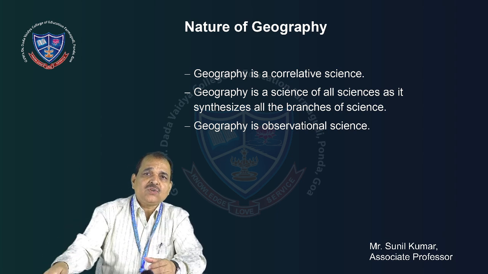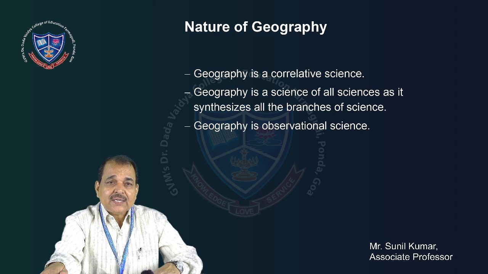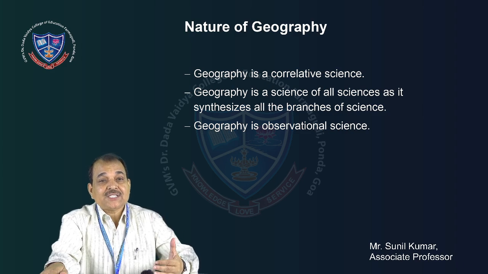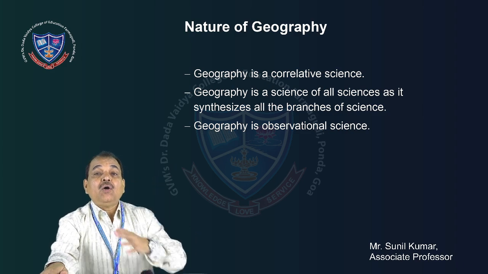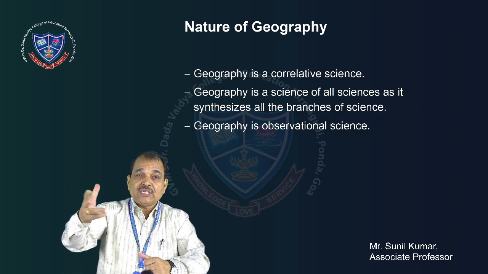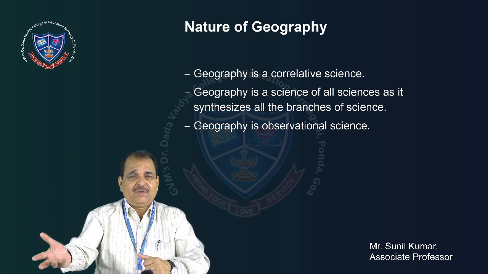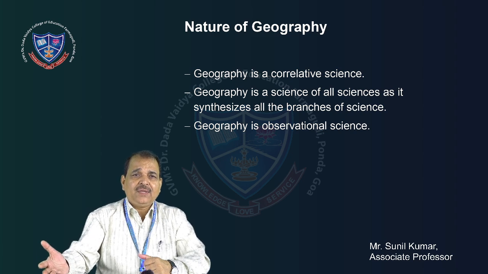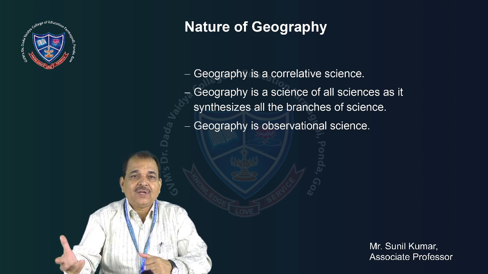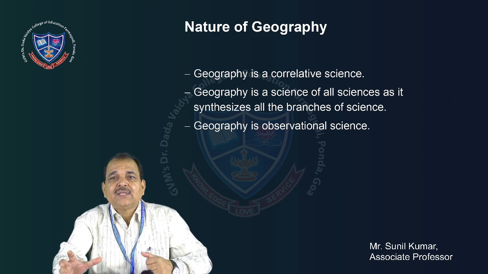Then geography is the science of all sciences, as it synthesizes all the branches of science, because we are teaching, directly and indirectly, physics. We are teaching, directly and indirectly, chemistry: how chemical change takes place, how physical change takes place. How geography deals with botany like flora, how geography deals with zoology about fauna. In every one of the branches of geography, that is regional geography, we are studying a lot of botanical and zoological things, flora and fauna related topics. So geography has a great relation with science.